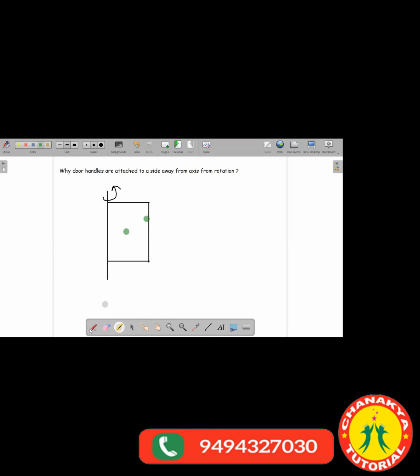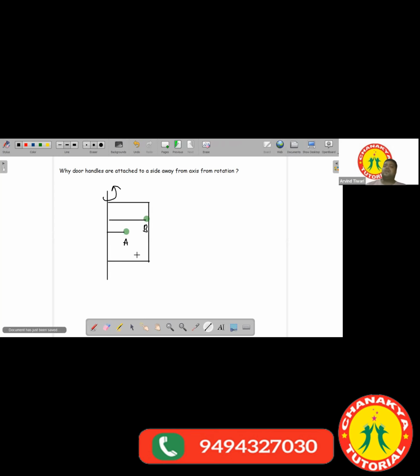The one on the edge, okay? At the point B, towards the edge, it would be better. Because if you observe the distance of the point from the axis, it is more for B. So application of a small amount of force at the point B will create the required rotational effect, whereas it would require a larger force if you try to push it from the point A. That is why the door handles are attached to a side away from the axis.